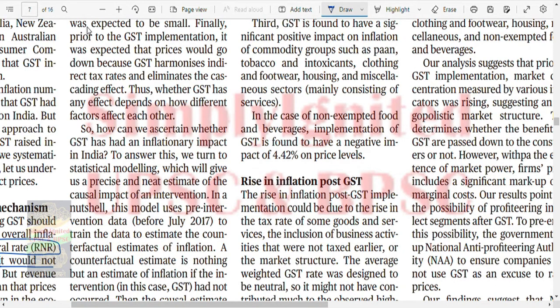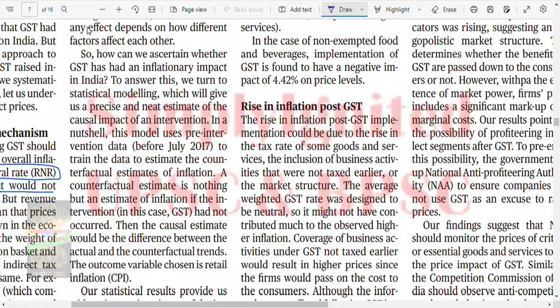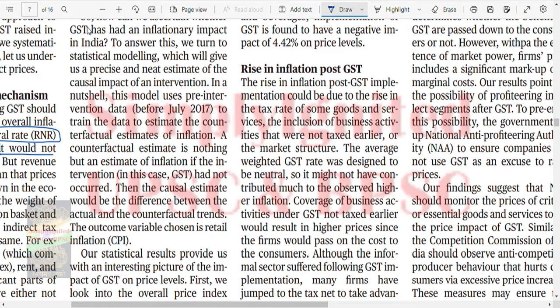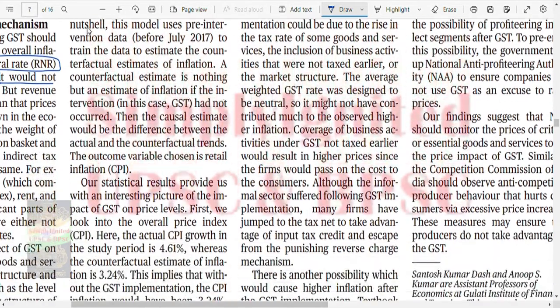So how can we ascertain whether GST has had an inflationary impact in India? To answer this, we turn to statistical modeling, which will give us precise and neat estimates of the gradual impacts of an intervention. In a nutshell, this model uses pre-intervention data to train the estimates. Okay, fine. What is the result?